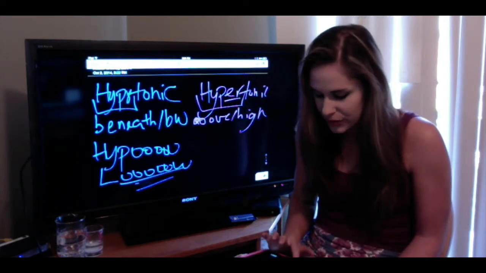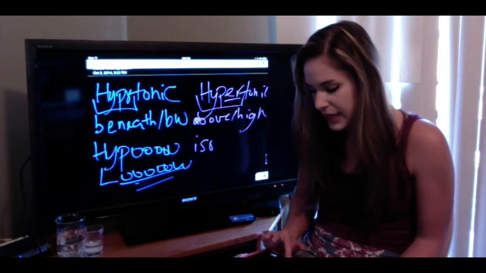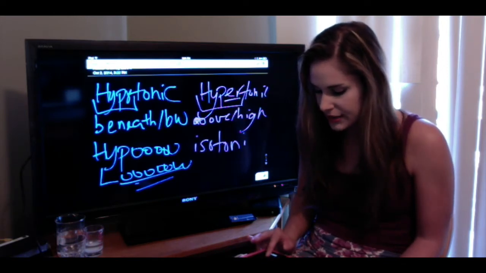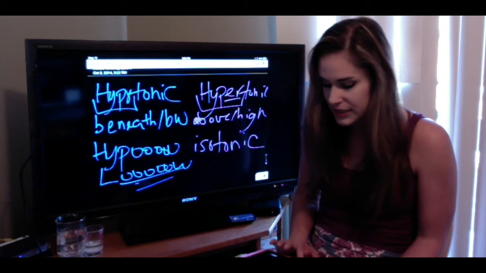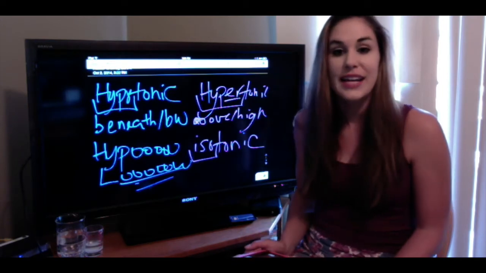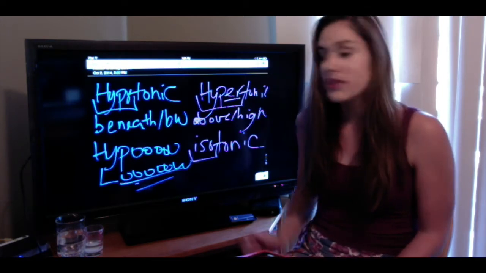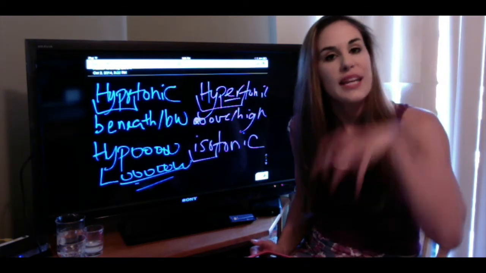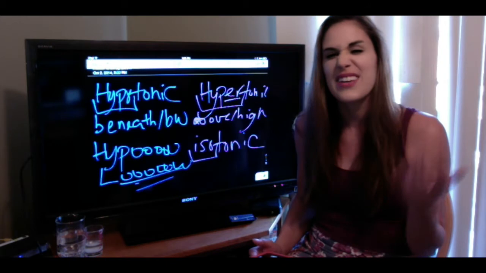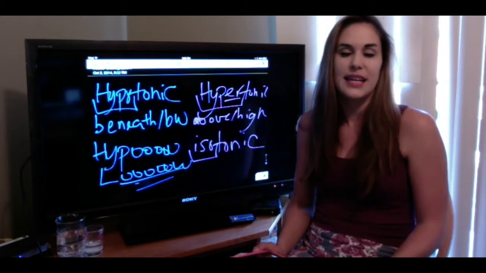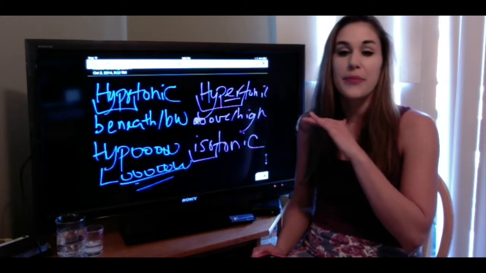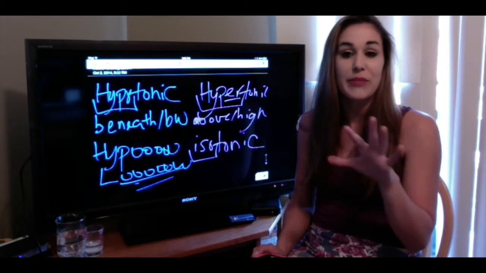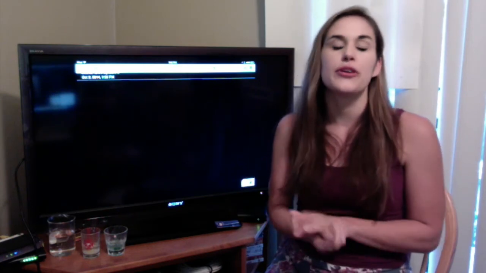And the last term I mentioned briefly before is isotonic. And I'm not going to go as far into isotonic because it's a lot easier for students to understand. Iso means same, so the same solute. So it means that the solute is going to be the same both inside and outside of the cell. And the cell isn't going to do anything. It's just going to chill because it's in an environment that's in equilibrium.